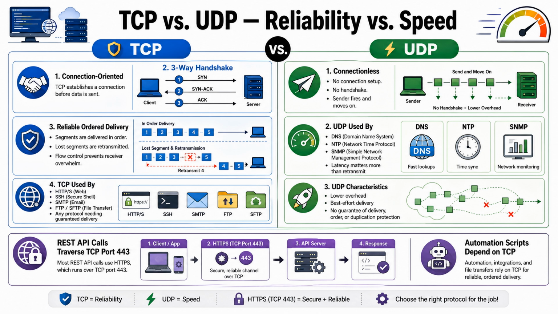NTP is the same logic. Frequent small time update packets where low latency and minimal overhead matter far more than guaranteed delivery. SNMP polling and traps are UDP for the same reason. High frequency, small messages where the management application can handle loss.